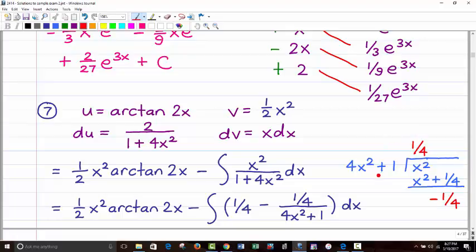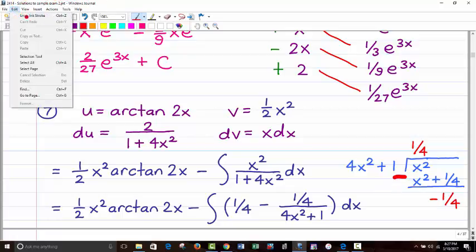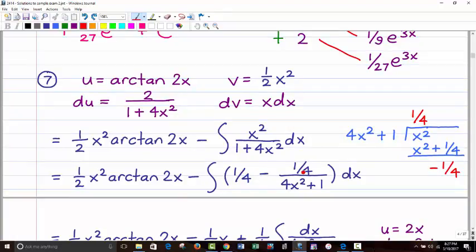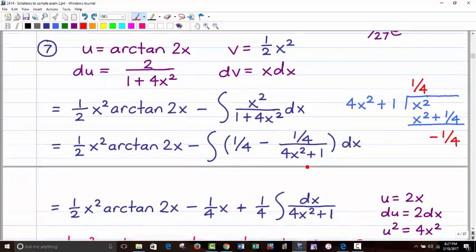So basically, x squared divided by 4x squared would be 1/4. Then you distribute, and remember, because it's division, we are subtracting here. So that's always subtraction. And the x squareds cancel. That leaves a minus 1/4, because you're saying 0 minus 1/4. So here's your quotient. Here's your remainder over the divisor. So you have an integral of 1/4, then you have 1/4 over 4x squared plus 1.